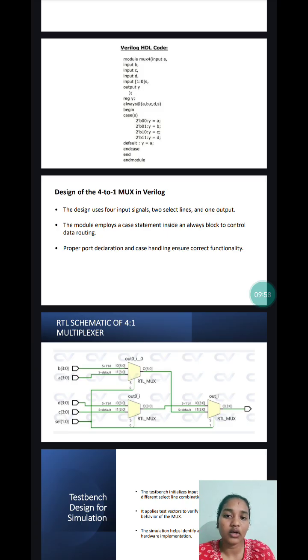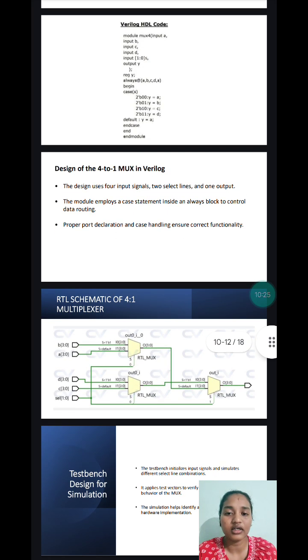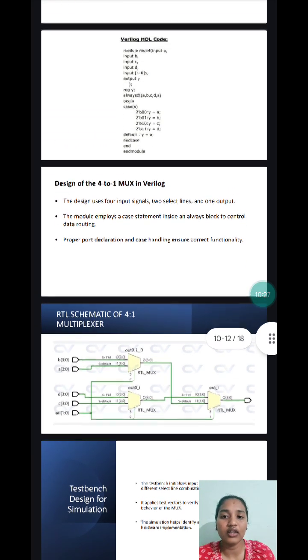By default, Y equals A, and we end with the endcase statement, and again end. We start with the module name, and we also end with endmodule. It is mandatory. Where we start, we need to end with that only. We start with the module MUX, and we end with endmodule. Yeah, it is about the Verilog code.